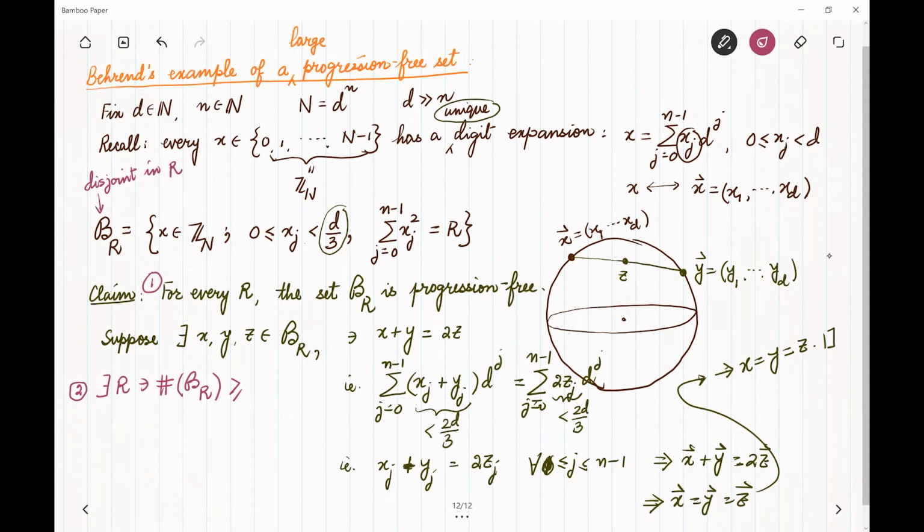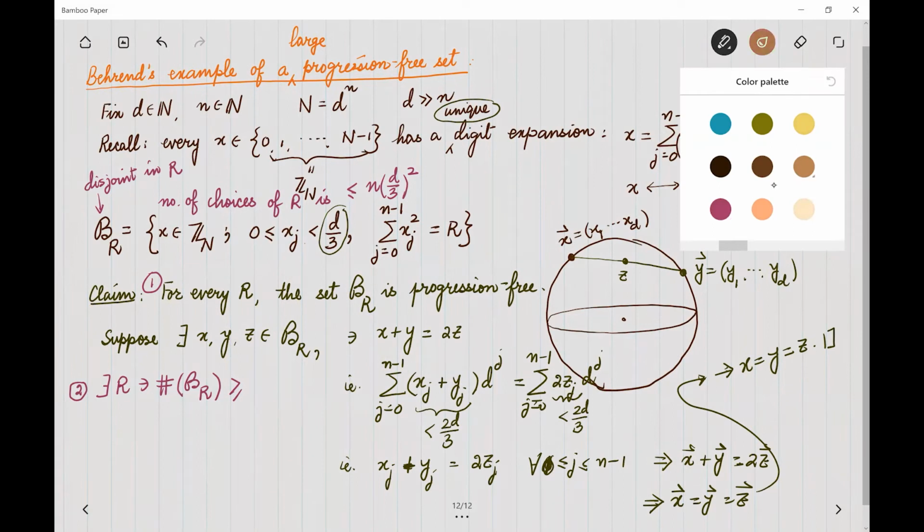Okay. And how many possible choices of BR can there be? Let's write that down. So the number of choices of capital R is at most, well, let's see. Each xj can take the value from 0 to d over 3. So the total number of possible choices of capital R is n times d over 3 to the power of 2. Okay, so these are all the possible choices of R that one can get. Okay, now as we run through all the values of R, we must exhaust all the possible choices in Z mod n whose digits go up to d over 3.